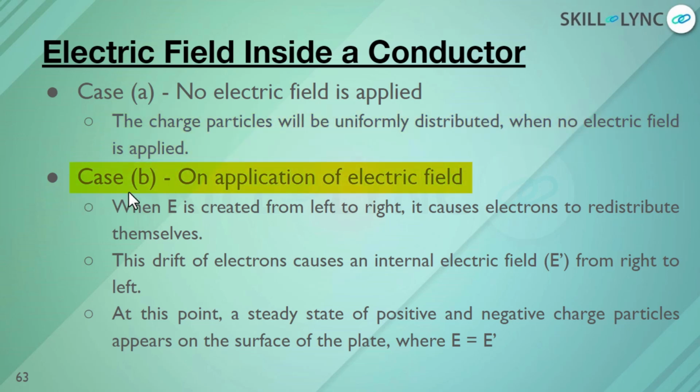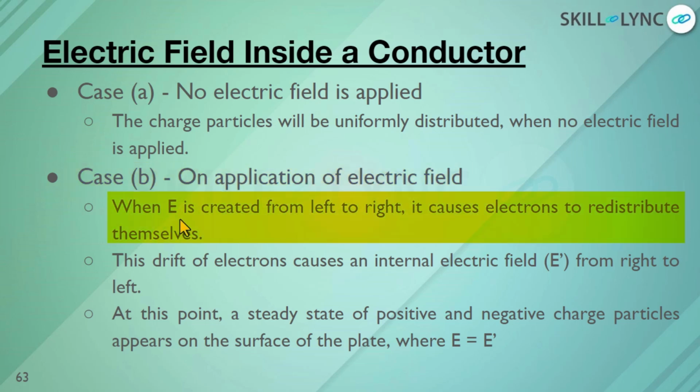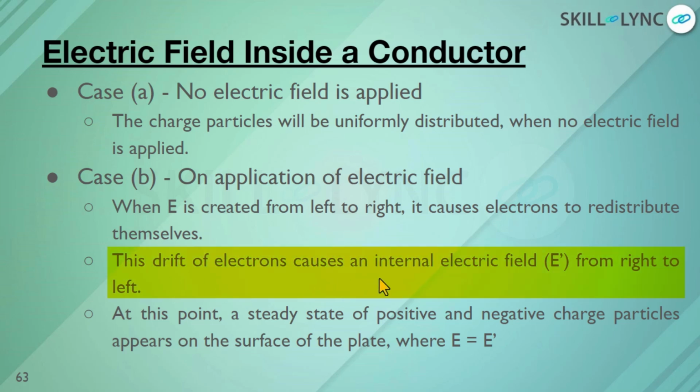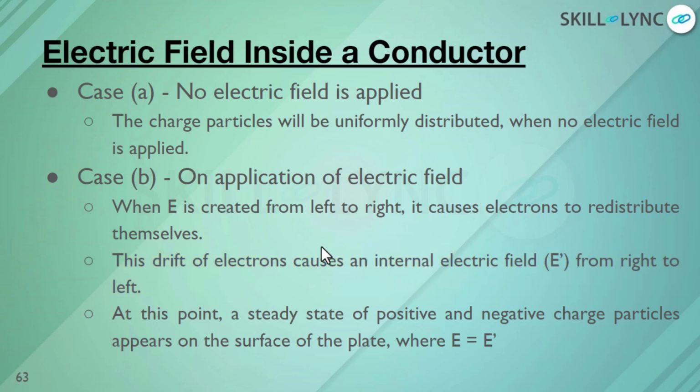In case 2, or case B, an electric field is applied on the conductor. When E is created from left to right, it causes electrons to redistribute themselves, where E is the electric field. We have seen the electric field was applied from left to right, but that caused redistribution of electrons in the opposite direction.